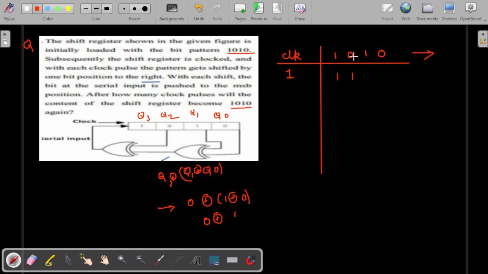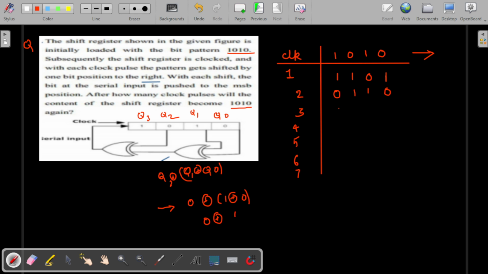Then this is shifting to this side, so 0 will shift here and 1 will shift here. Again, this XOR is 1, and when this is XORed with 1, the input will be 0. So after the second clock pulse, it will be 1, 1, 0. Similarly, please pause the video and try to complete the rest of the things. This will be a very easy question.